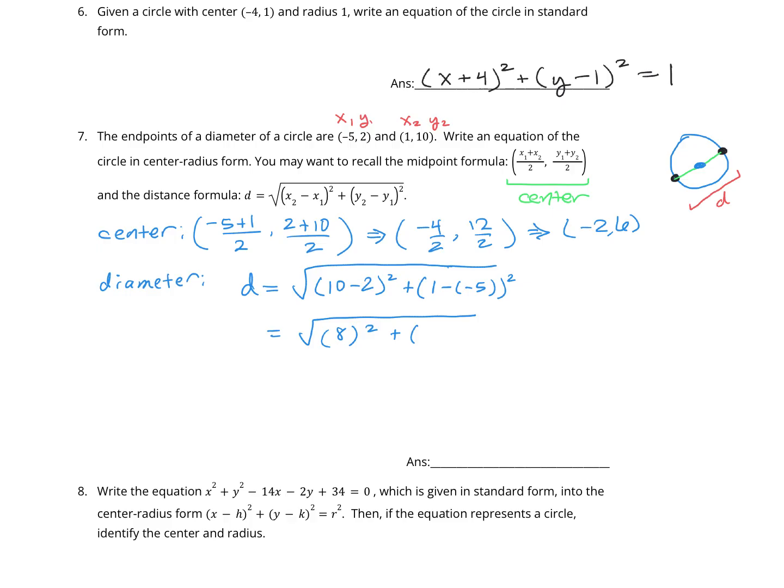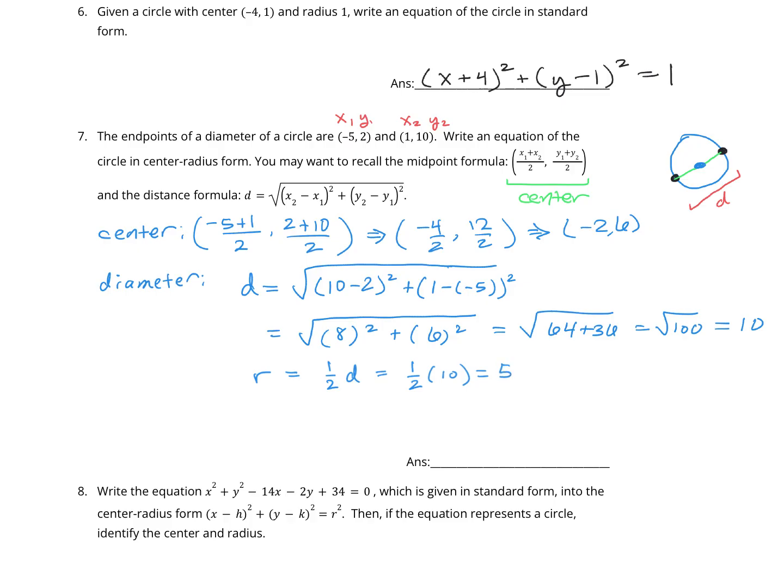1 minus -5 is just 6 squared. So that's the square root of 64 plus 36, which is the square root of 100, which is equal to 10. Now be careful, that is the diameter of the circle. The radius r is going to be 1/2 of that. So that's 1/2 of the 10, which we know is 5.